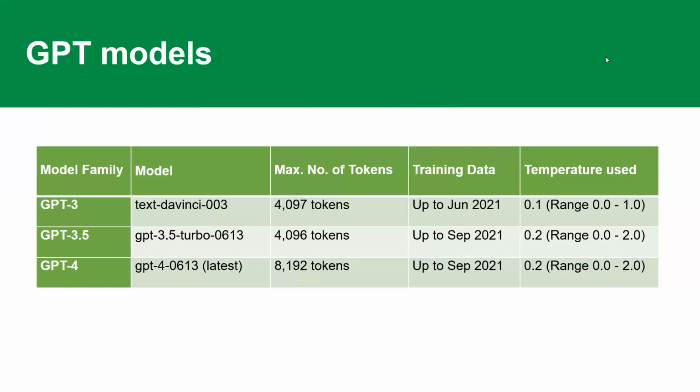So if the temperature is almost 0, it does not give very creative outputs. It gives robust outputs from what we need. So that's why we have used a temperature of 0.1 for GPT-3, and for GPT-4 and GPT-3.5, we have used a temperature of 0.2, in the range of 0 to 2.